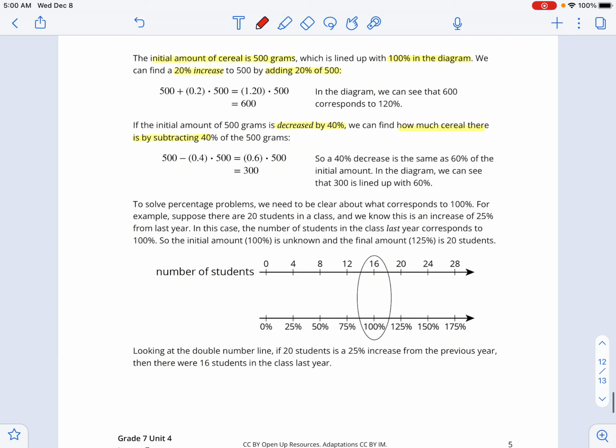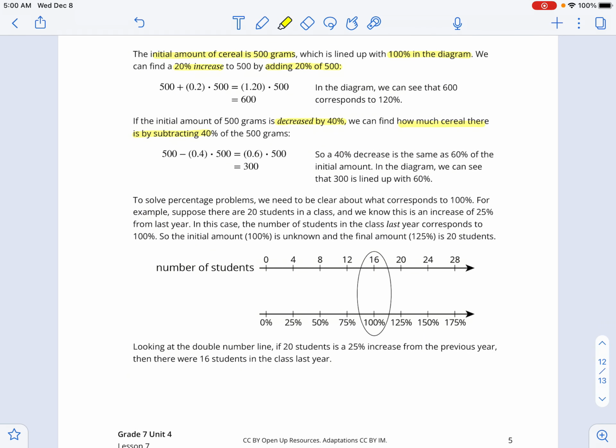The big key for today's lesson is here. To solve percent problems, we need to be clear about what corresponds to 100%. For example, suppose there are 20 students in a class and we know there's an increase of 25% from last year. The number of students in the class last year corresponds to 100%. And the key word here that we used in class is original. The original or starting amount is usually going to correspond to 100%.